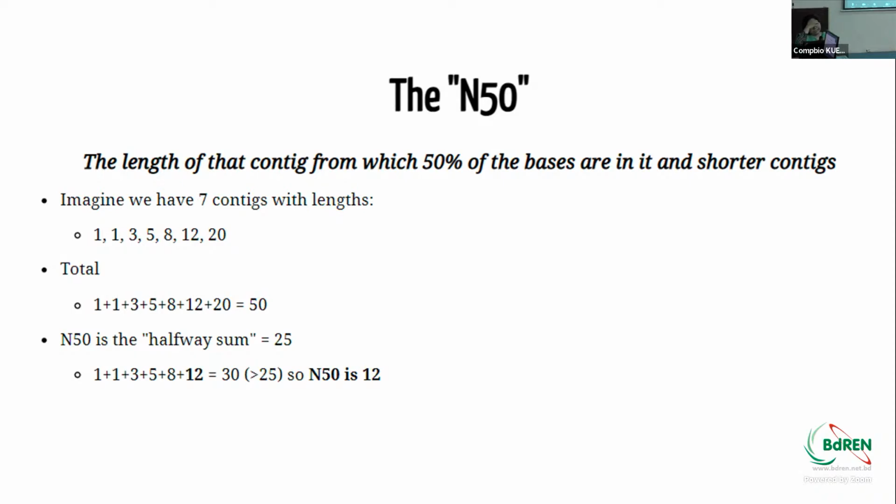So if we have an N50 of 3, will that be better, or is that not good? Which one is good? N50 of 3 or N50 of 12?